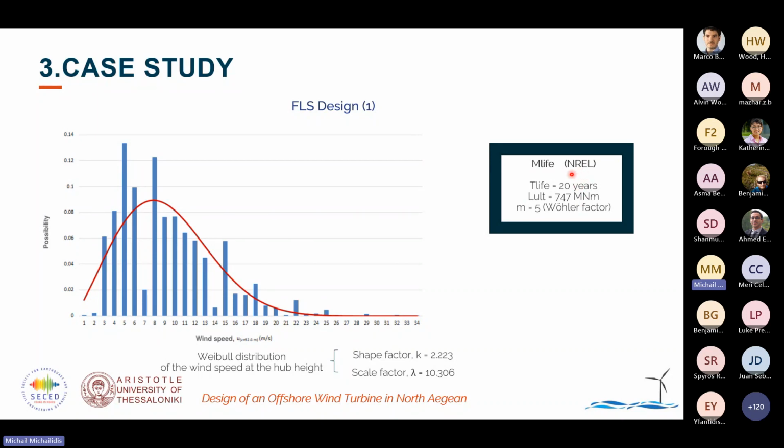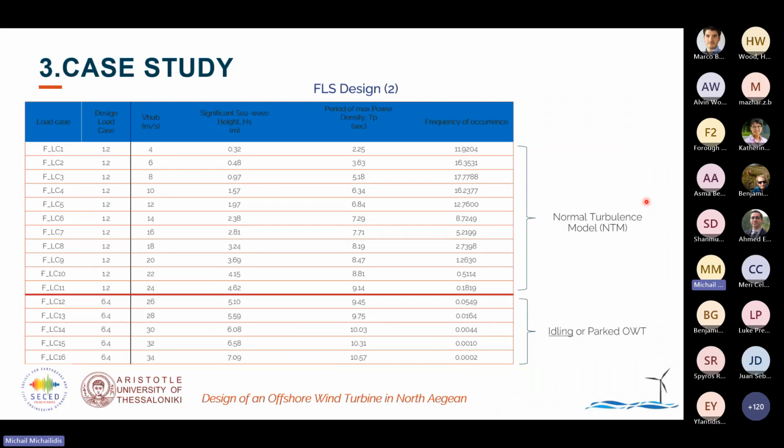And we're designing for a life period of 20 years using a Wöhler factor of 5. Regarding the load cases that we accounted for, we're increasing the reference wind speed each time by 2 meters per second until reaching 25 meters per second, where the wind turbine goes to the idling mode.